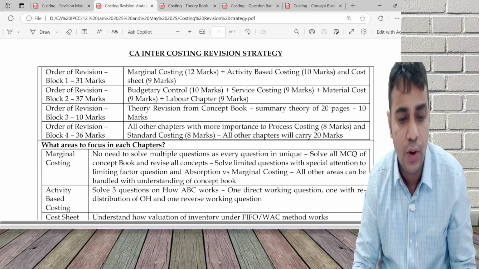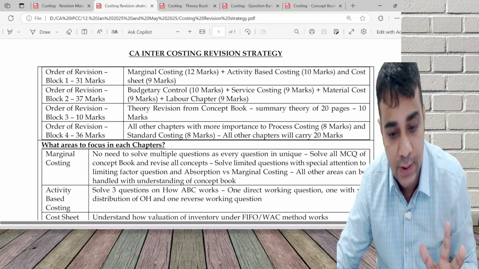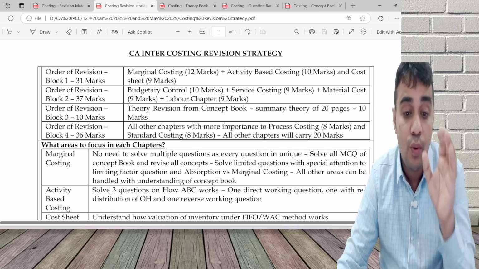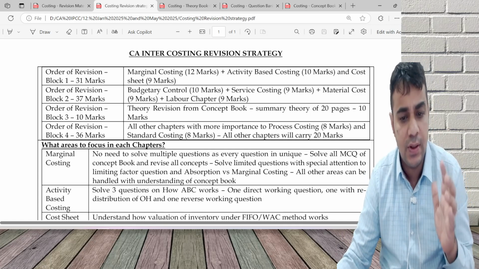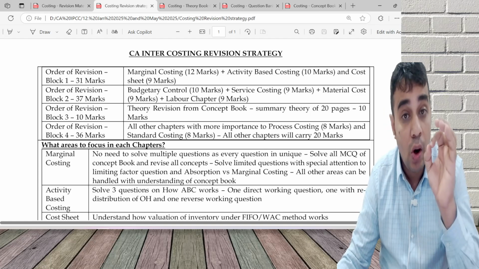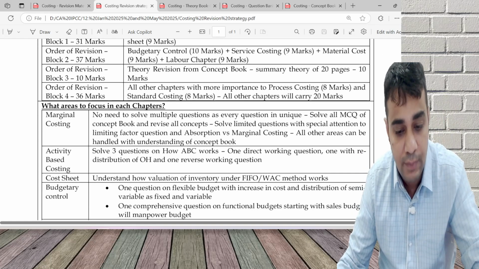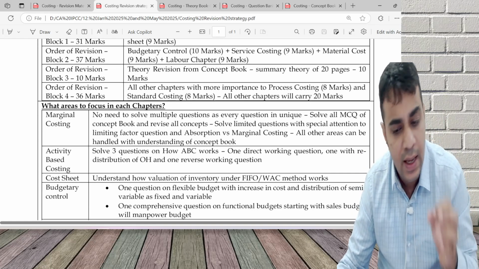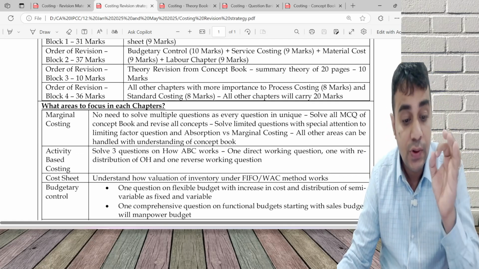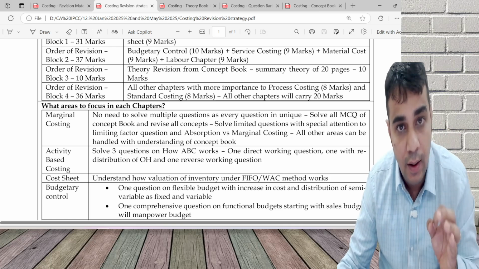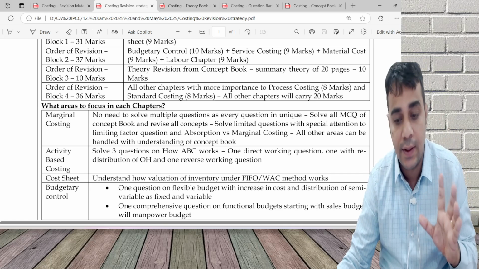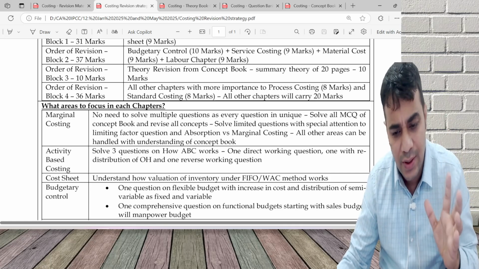So what I want you to do is start with marginal costing. Don't spend time solving so many questions, even though the chapter has 100 questions. What you can do is solve all the MCQs of my concept book, which will help you revise all the concepts, and solve very limited questions. No need to solve multiple questions, as every question is unique in the exam.